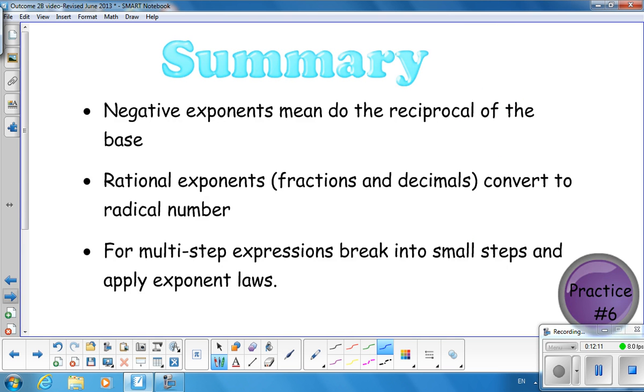So a quick summary. Negative exponents mean do the reciprocal of the base. Rational exponents, so fractions and decimals, convert to a radical number. For multi-step expressions, break into small steps and apply your exponent laws. Okay, time for you to try some practice. Try practice number 6.